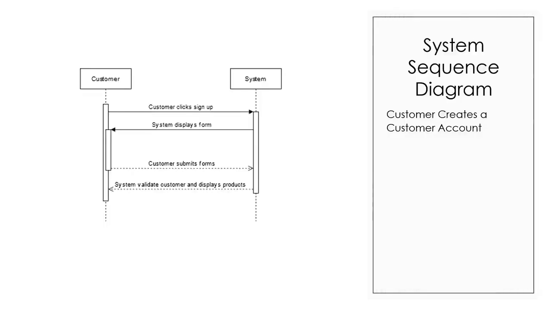First we'll see the system sequence diagram. In this diagram, it will tell us how the customer interacts with the system. First, the customer clicks for the sign up and the system will display a form. The customer will then submit the form and the system will validate the customer and display the products.